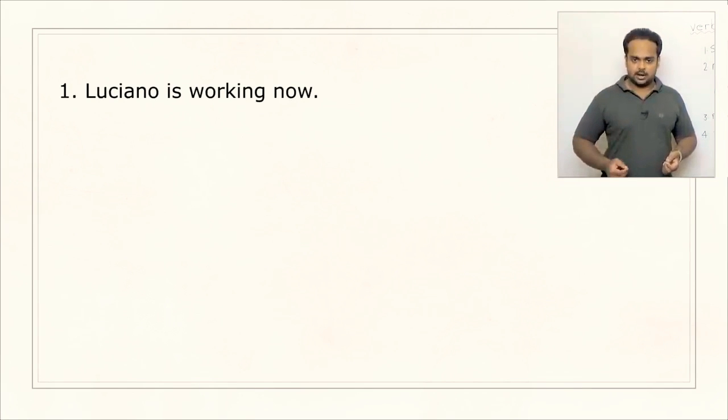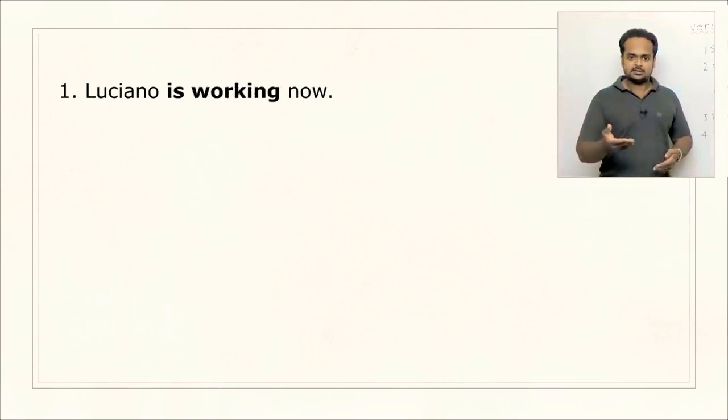Luciano is working now. In this sentence, there are two verbs. Can you tell me which are the two verbs? Is and working are the two verbs. Which is the main verb? The main verb is working because that shows the action that is happening. So what about is? What is it doing?